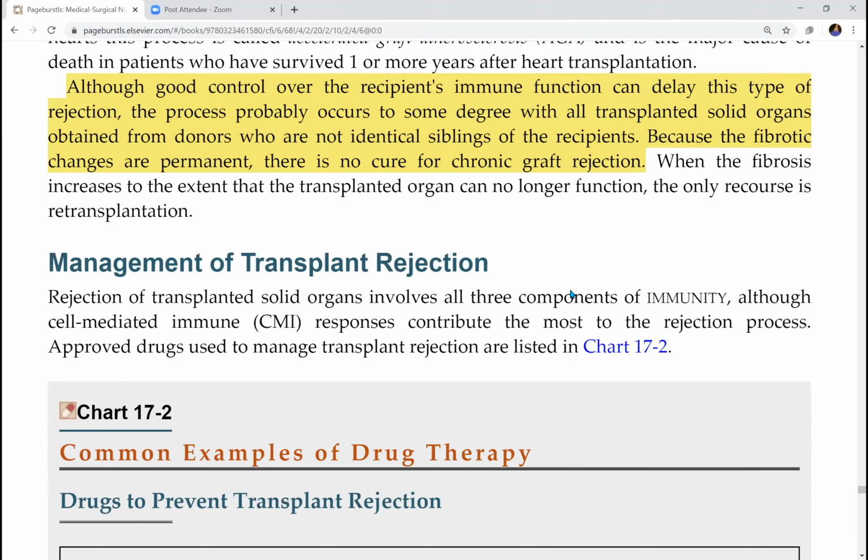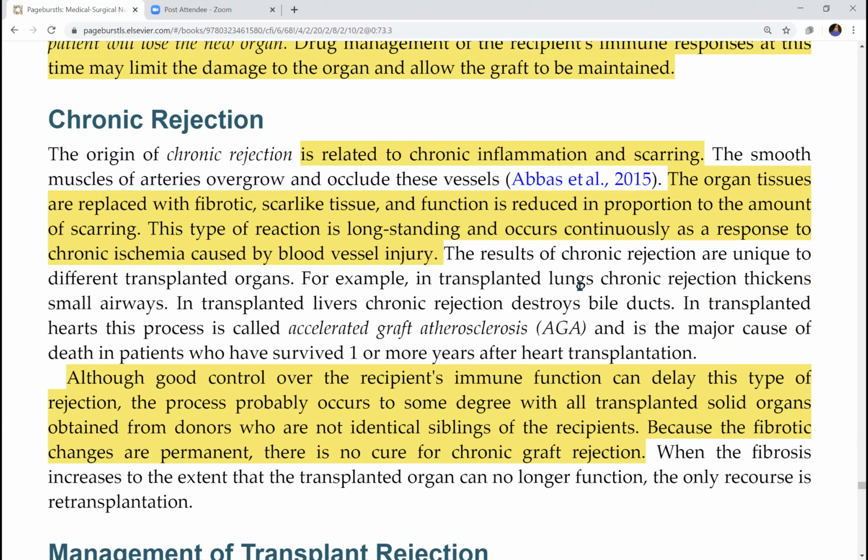So it's just a matter of having the patient outlive the life of the organ. That's why a lot of people don't have to. Basically, that's what we're trying to do.